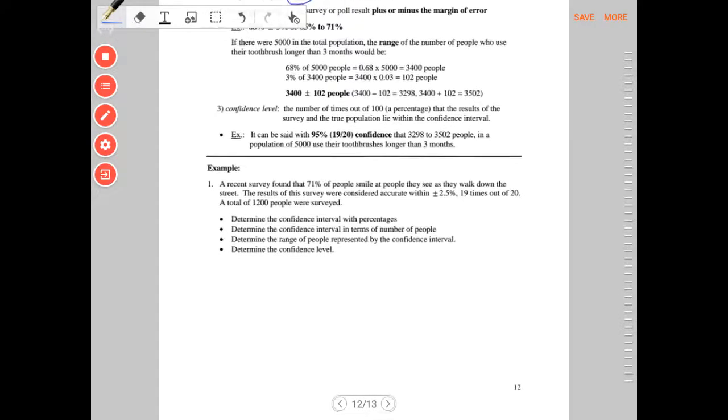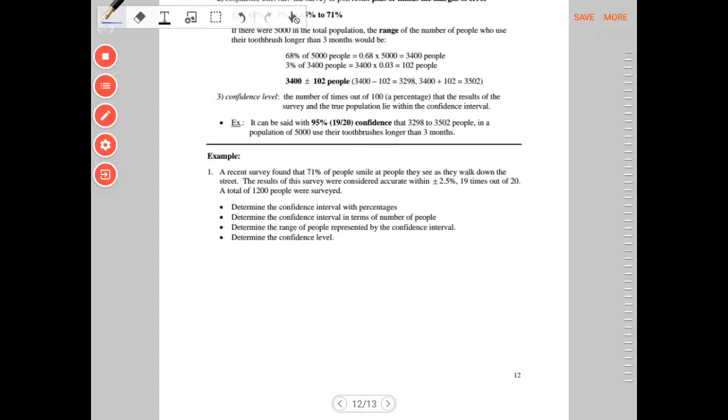Okay, let's take a look at this example. A recent survey found that 71% of people smile at other people they see walking down the street. The results of the survey are considered accurate within plus minus 2.5%, 19 times out of 20. A total of 1,200 people were surveyed. Determine the confidence interval with percentages. So remember that this is my average, 71%, plus or minus 2.5%. So that of course is our margin of error.